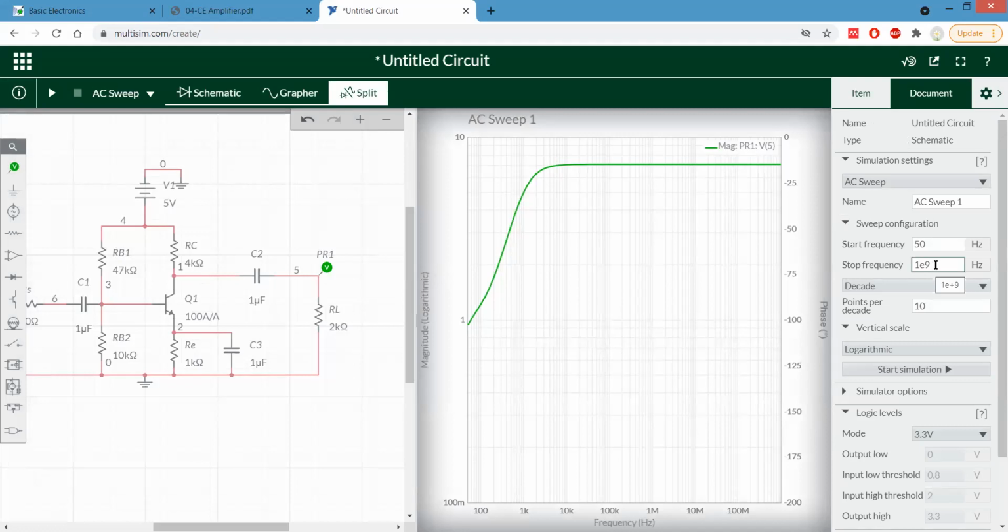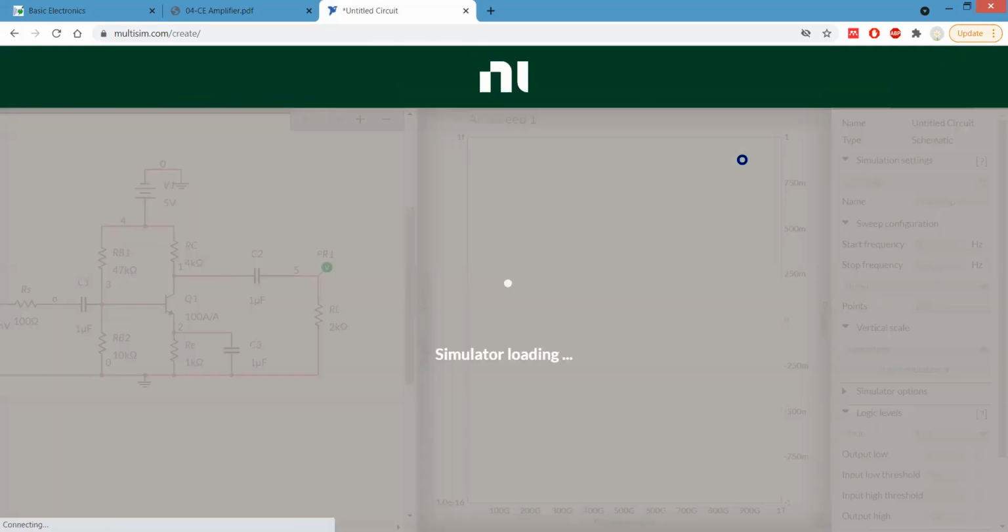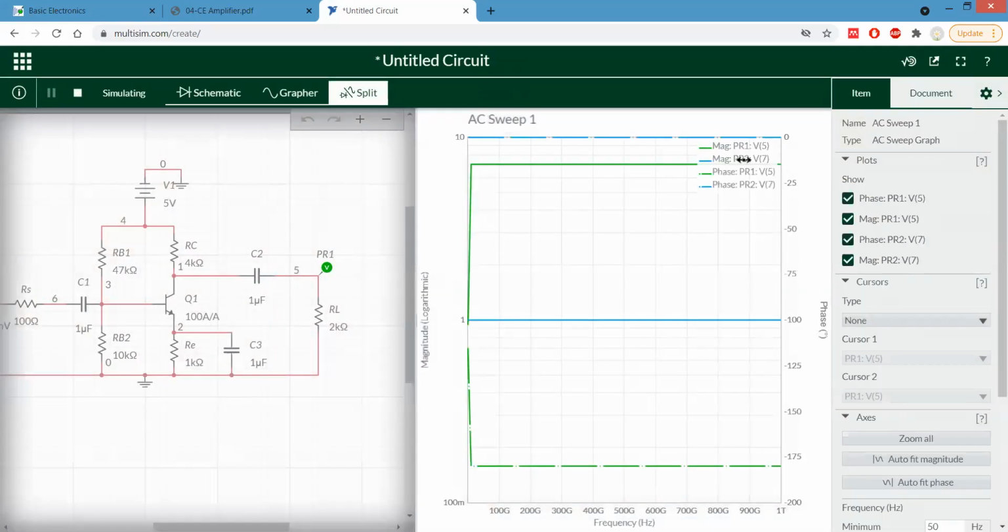For the AC sweep, this value is 10 power, let's say 12, and instead of 10 points, let's say 100 points. Let's run it. And yeah, with the AC sweep we can get the exact waveform pattern that we saw in the virtual lab output. I don't know why it is not decreasing.